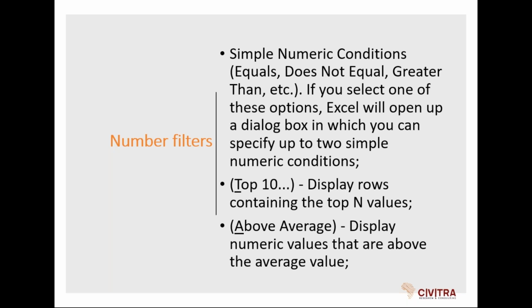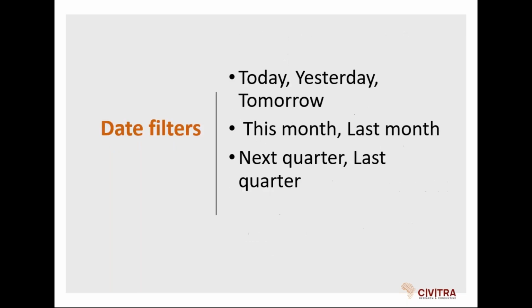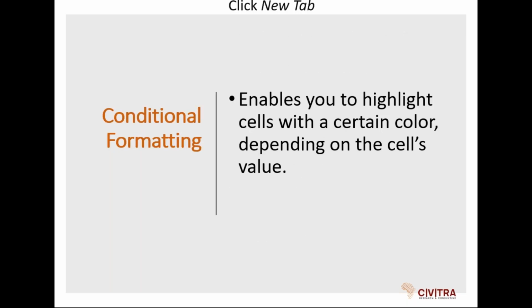So we've seen the options for the number filters and how it's done. Date filters you also do the same way. When there's data with dates, you just apply a filter, then you click on that arrow that looks like a drop down, and then you apply a date filter where we can have this month, next month, yesterday, or today.